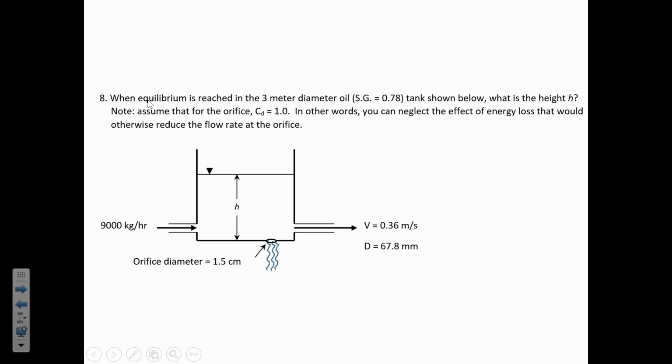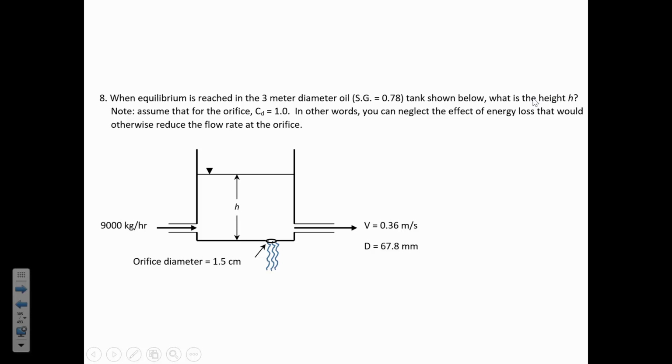Because at first it may not be in equilibrium. It doesn't matter if there's a little bit of water or a lot of water. If there's a lot of water, if this h is really tall, what will happen is that the velocity will be high from the orifice diameter. If the h is really shallow, then there won't be very much flow out of the orifice diameter. But eventually it will come to a point where, because of the head, the flow in and the flow out through both of these two discharge locations is going to be equal. And so this is saying when you finally do reach equilibrium, then what will be the height h?